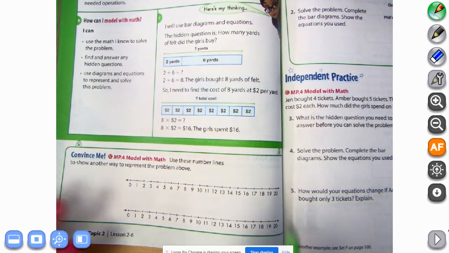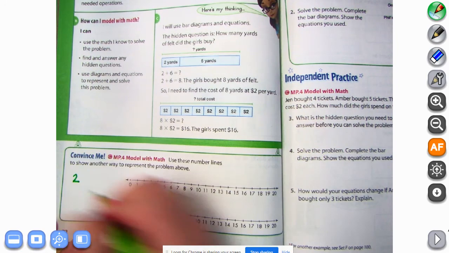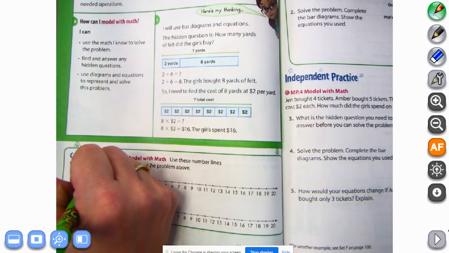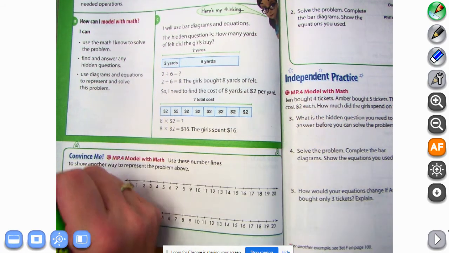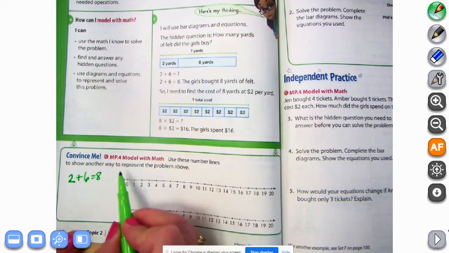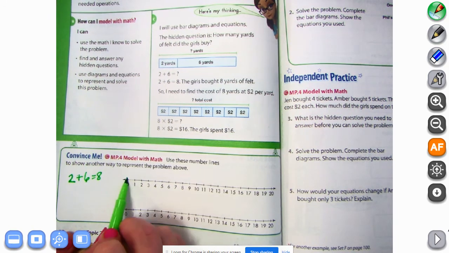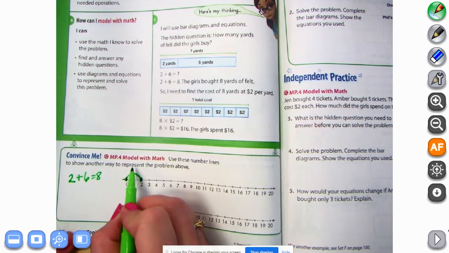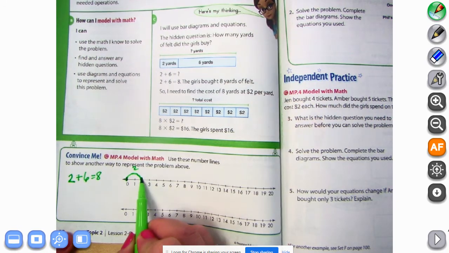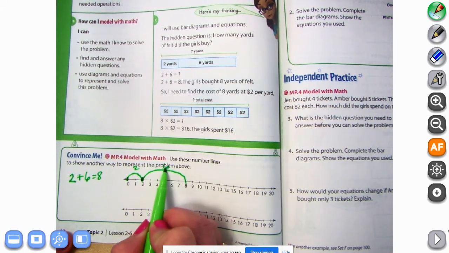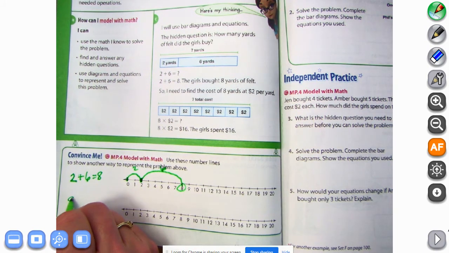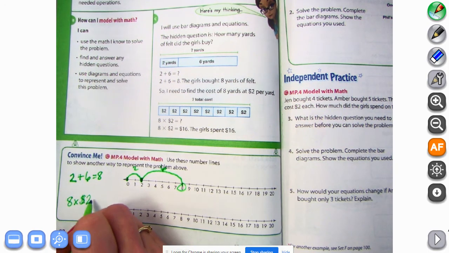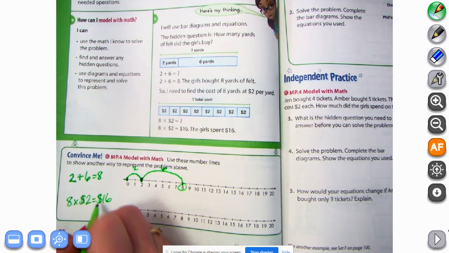So we know that one person had 2 yards and one person had 6 yards for a total of 8. And then we could have done that one person did 2 yards. That's the 2. And one person did 6 yards. There's the 6 to get 8 yards. And then we know that it costs $2 per yard. So we have 8 times $2, and we know that makes $16 now, don't we?